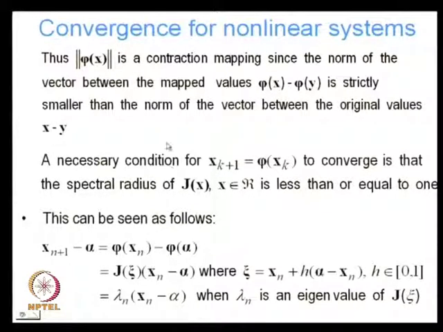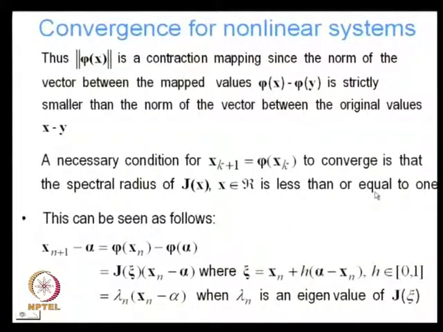A necessary condition for x k plus 1 equals phi of x k, that is this iteration algorithm, to converge is that the spectral radius of J x, that is the largest eigenvalue, for any x belonging to our neighborhood R centered at alpha with radius rho, is less than or equal to 1. Well, we can prove this as follows.